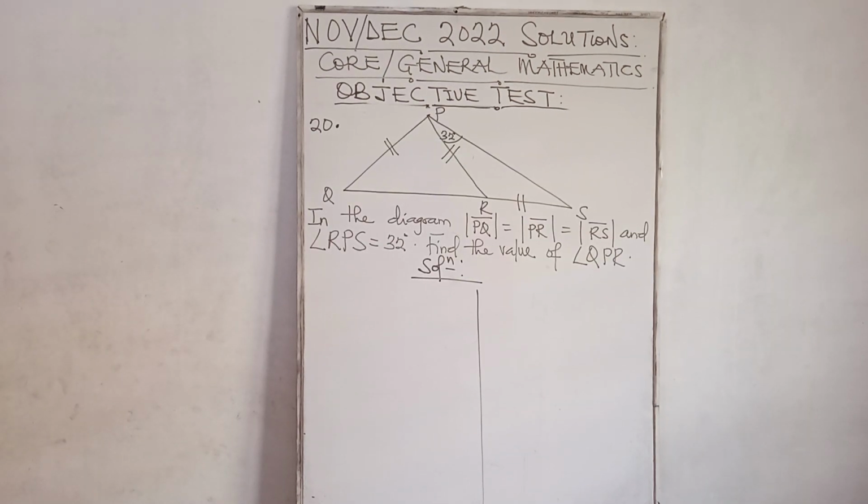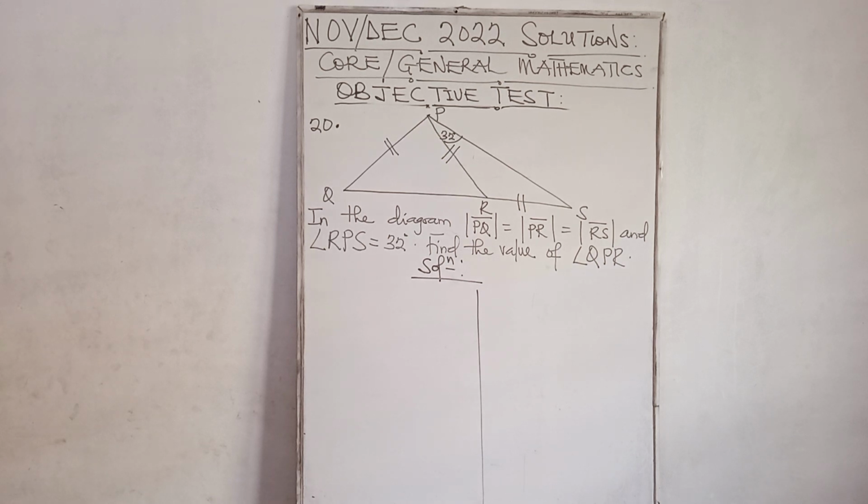So now let's see question 20. We have another diagram given. In the diagram, the length of line PQ is equal to the length of line PR, and which is equal to the length of line RS. And angle RPS equals 32 degrees. Find the value of angle QPR.